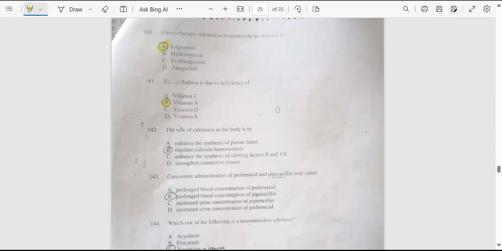Okay. Vitamin K. Vitamin C is scurvy. Did anyone say that? Yeah, vitamin C.